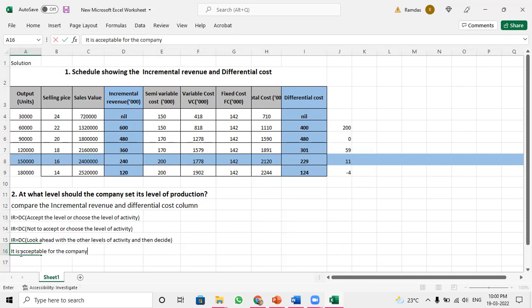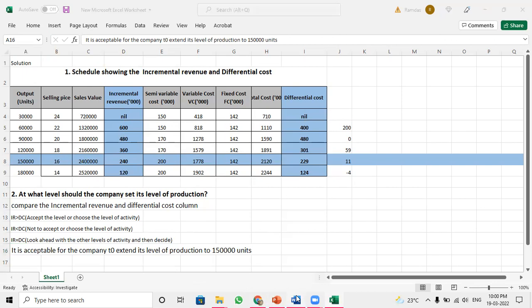for the company to extend its level of production to 1,50,000 units. So this would be the answer for your second question. So it is acceptable for the company to extend its level of production till 1,50,000. So that is the answer of your second question.